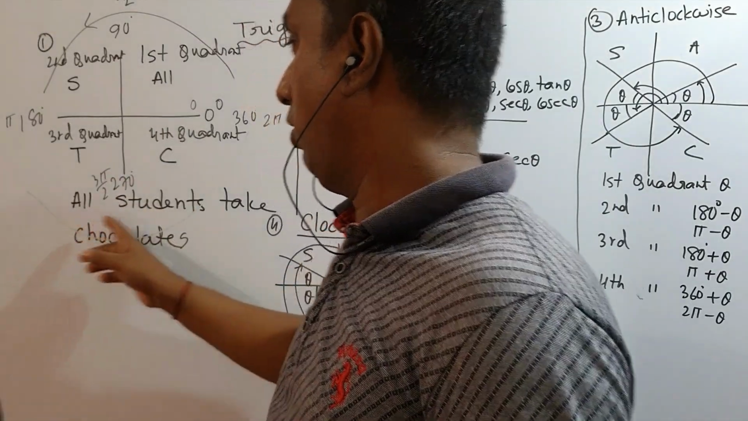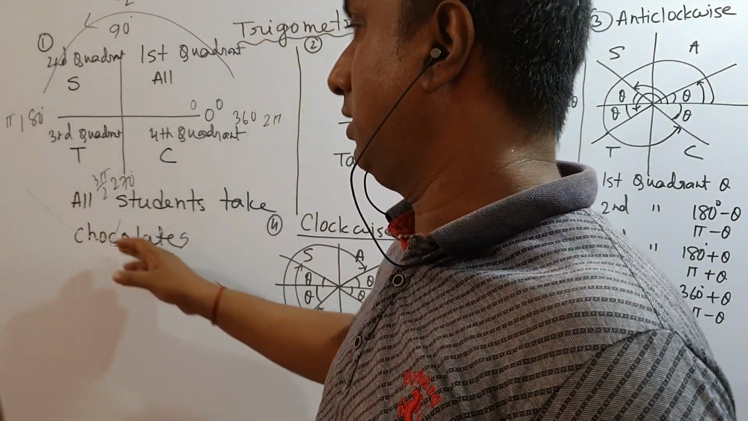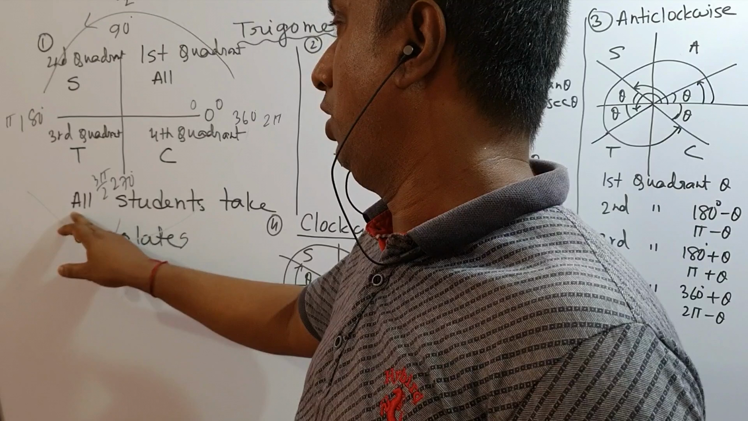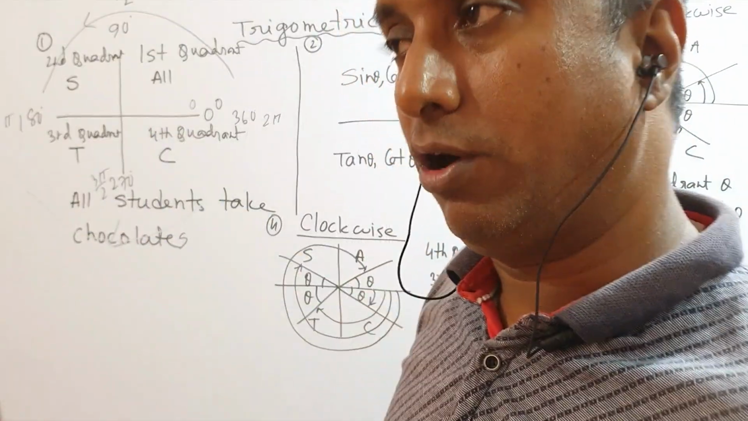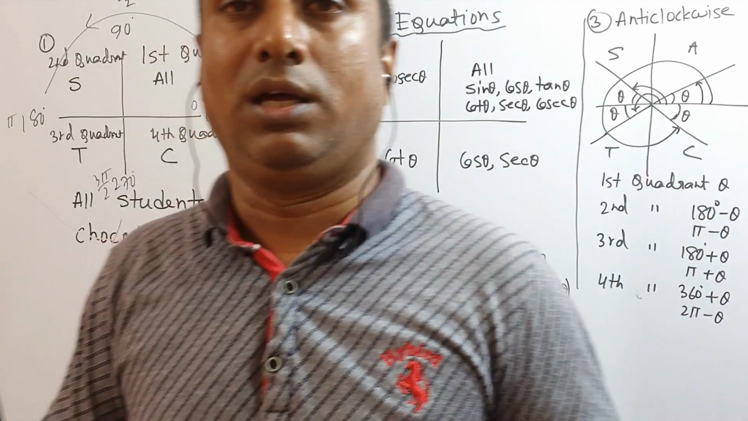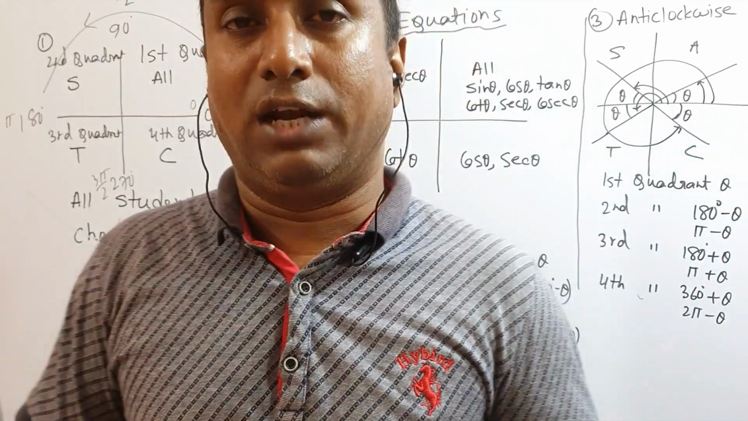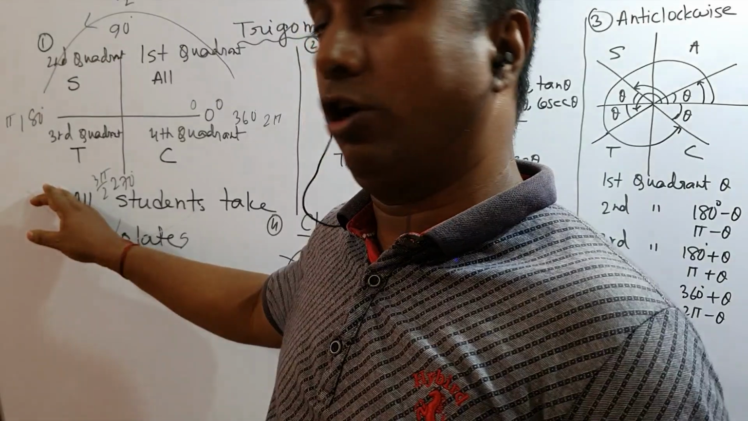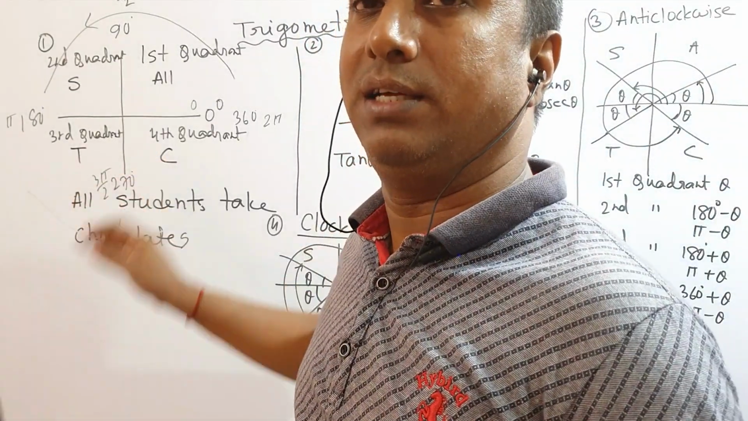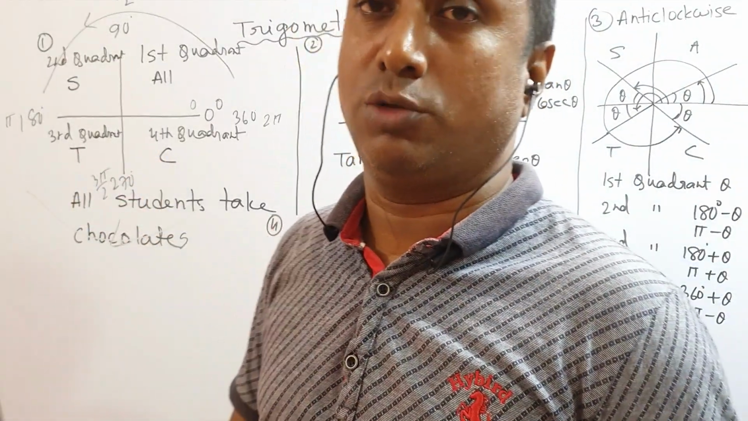You must remember: all students take chocolates. First quadrant, all positive, I mean all 6 ratios are positive. Second quadrant, sine and cosec positive. Third quadrant, tan and cot positive. And then cos and sec positive in the fourth. The rest of the things will be negative.